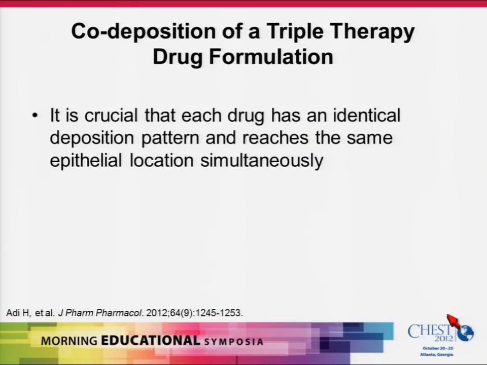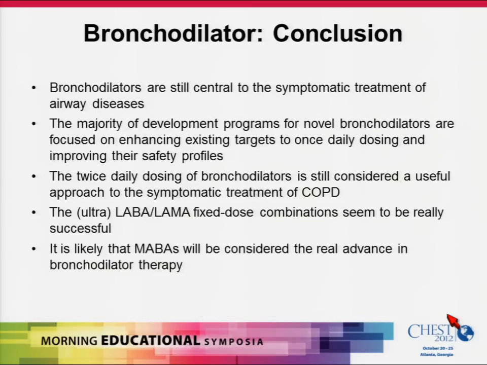What we do in real life in severe patients is to combine three active drugs. And now there is an attempt to combine the three drugs in a single inhaler. In India, they have such a type of combination. But what, as clinical pharmacologists, we believe is that it's crucial that each drug has an identical deposition pattern and reaches the same epithelial localization simultaneously. That means that devices are extremely important. I think that at the conclusion of bronchodilators, it's likely that MABAs will be considered the real advance in bronchodilator therapies. Other things are just marketing activities. I can say useful, but marketing activities.